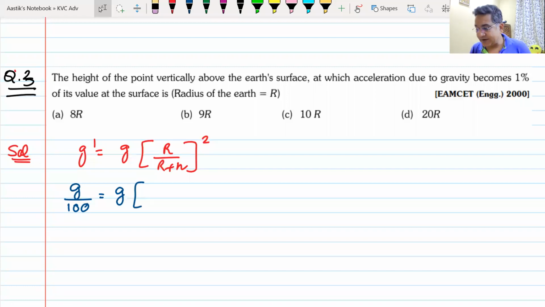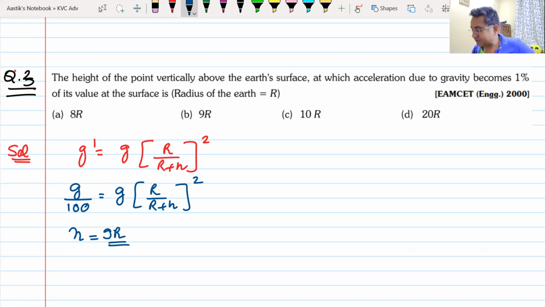So G by 100 is G into R divided by R plus H, the whole square. From here you can find out the value of H, beta. Yes or no? Yes, sir. What is the value of H? 9R. See, it was so simple. Anyways, I hope you understand this. Yes or no? Do you understand this? Yes, sir.